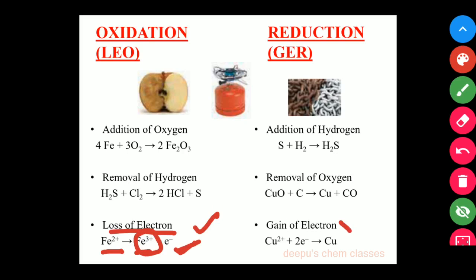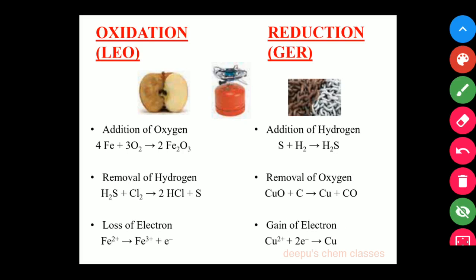Then gain of electron is said to be reduction. For example, Cu2+ plus 2 electrons. The 2+ deficiency is satisfied by the addition of 2 electrons, so you simply get the copper element. Whenever electrons are gained, the charge decreases. So 2+ is balanced by the addition of 2 electrons and we simply get Cu. It carries no charge, simply zero. Zero oxidation state, you can say.